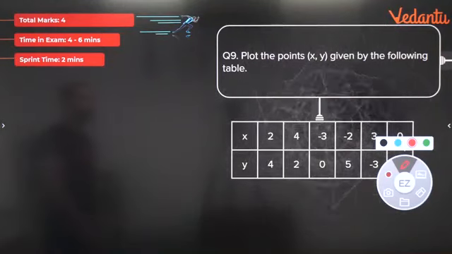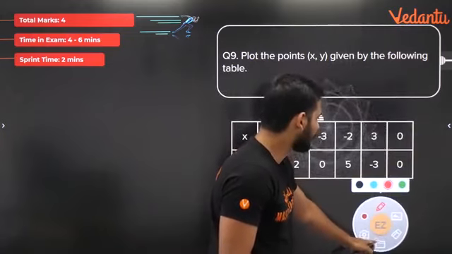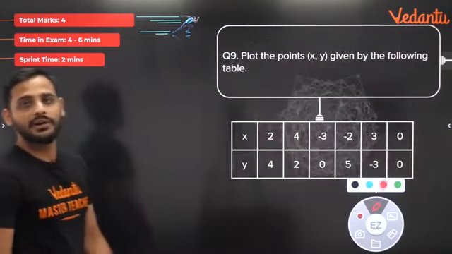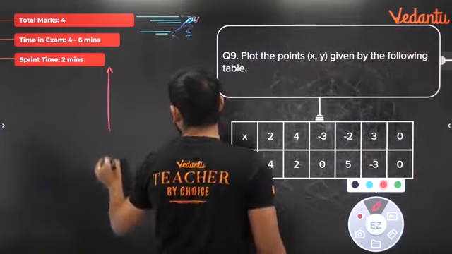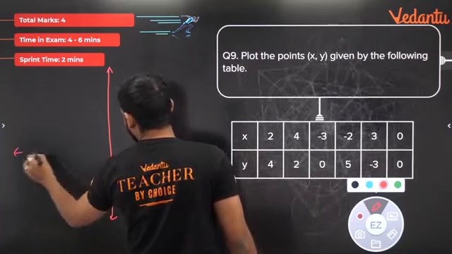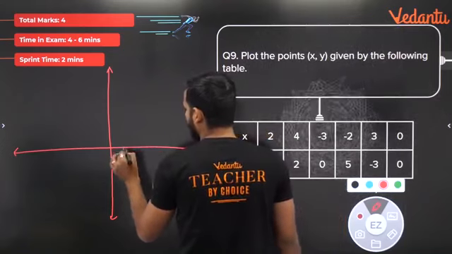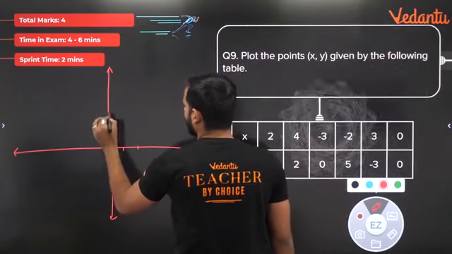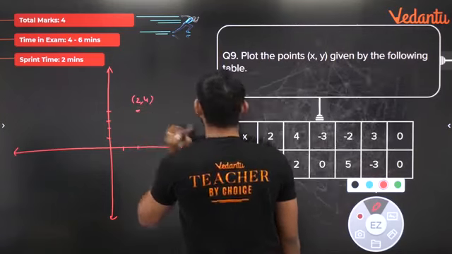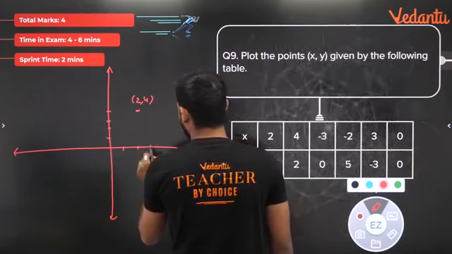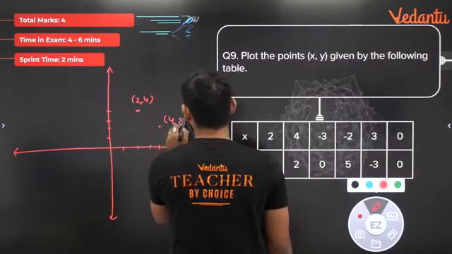Plot the points x, y given by the following table. Now again, very easy topic. You will see, bachon, these kind of questions come in your examination for 4 marks. Okay, so this is an easy topic, but scoring. Why lose marks in these topics? Okay, so first point is 2, 4. So on x 2, on y 4. So this is your 2, 4. Then 4, 2. So on x 4, on y 2. So this is your 4, 2.